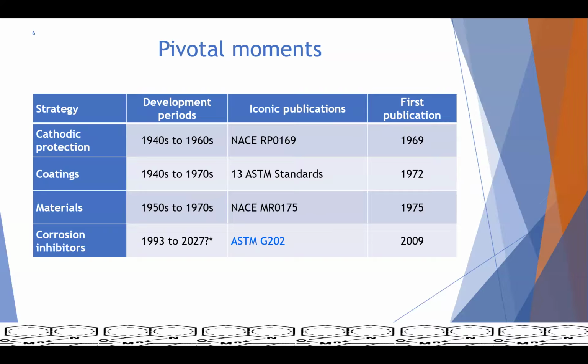And of course, for material selection, especially for sour service, everybody around the world follows NACE MR0175, or ISO 15156. All these standards were established in the 1970s, except for corrosion inhibitors. The first standard was published in 2009.